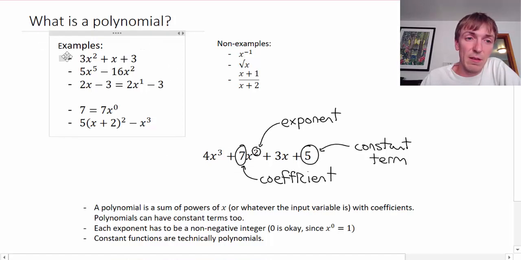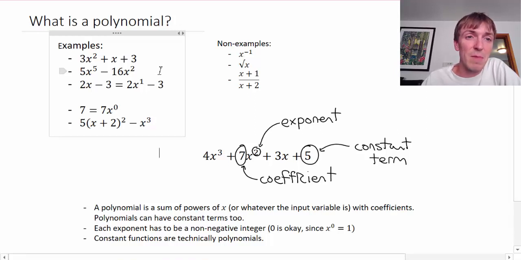So I have like 3x squared plus x plus 3, that's a polynomial. 5x to the fifth minus 16x squared is, so what do we see? We see powers with numbers in front being added and subtracted together.